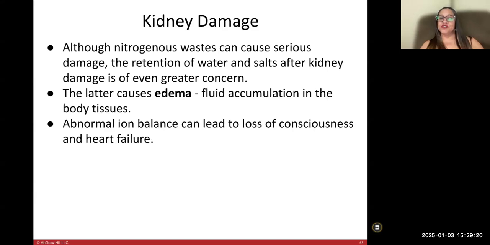Although nitrogenous wastes can cause serious damage, the retention of water and salts after kidney damage is of greater concern. The latter causes edema, which is fluid accumulation in the body tissues. An abnormal ion balance can lead to the loss of consciousness and heart failure.